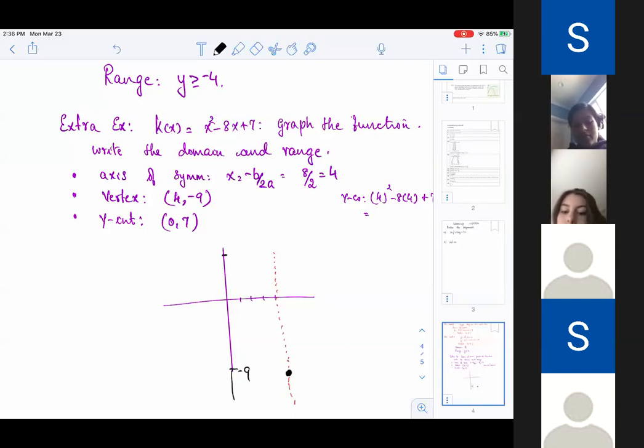Let's see. Where is the third point? The distance from here to here is 4, correct? So it's going to be 5, 6, 7, 8. You're just going to reflect. From here to here, it is 4. You just have to move that many distance on the other side of the axis of symmetry. So you get 8, 7.